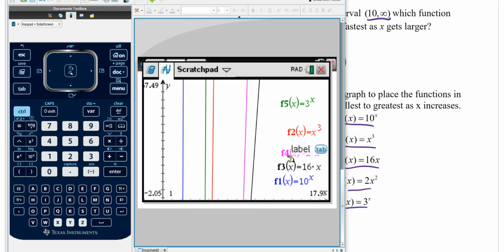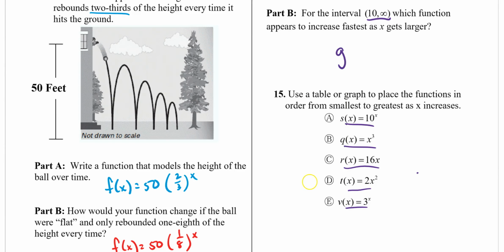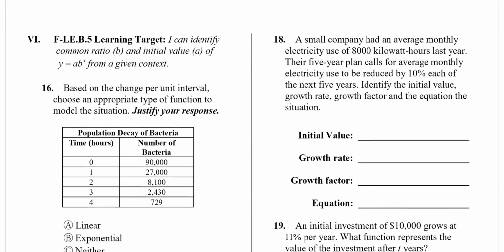My slowest graph is the black one, 16x squared. Then I have 16x, then I have 2x squared, then I have x cubed, then 3 to the x, then 10 to the x. So I have 16x, 2x squared, x cubed, 3 to the x, 10 to the x. And we can just graph it and see which one is going to move. Eventually, as x increases, that's the order we're going to be in.